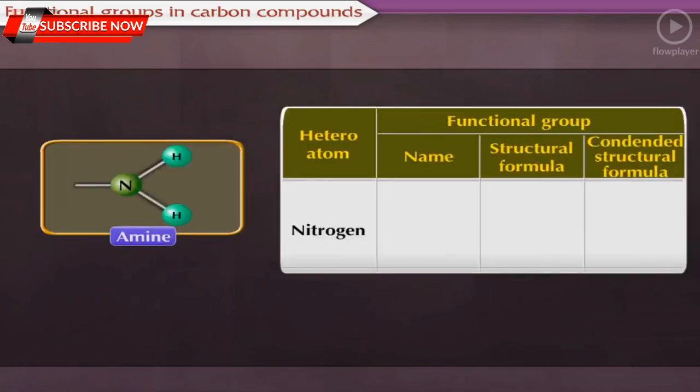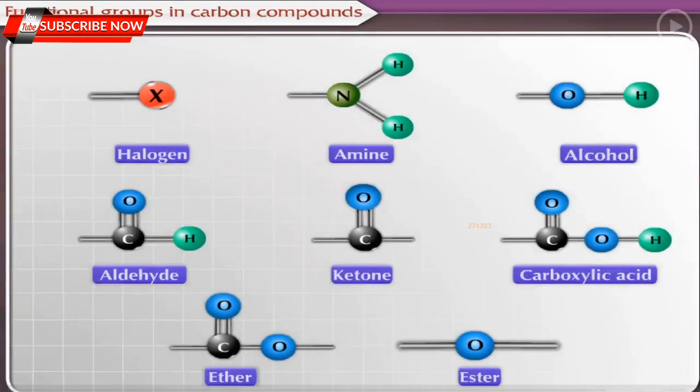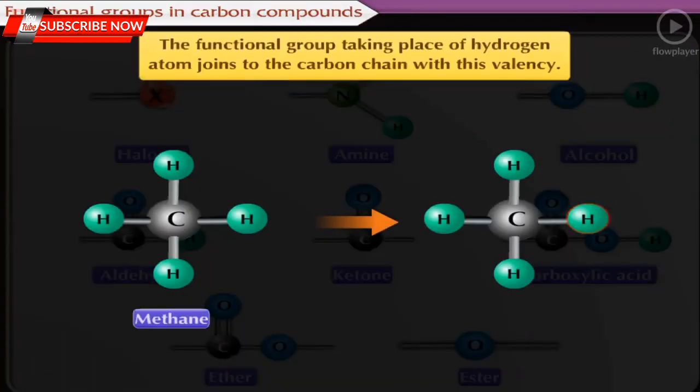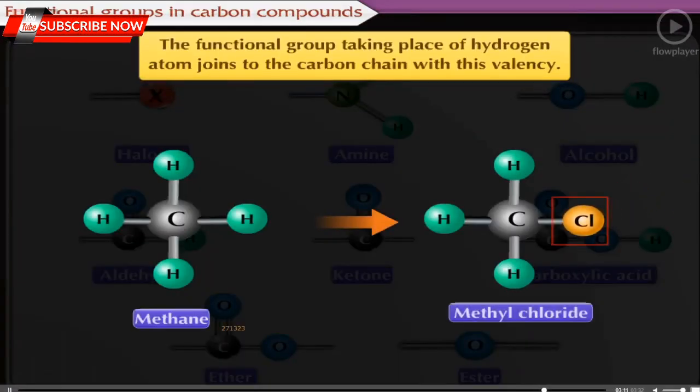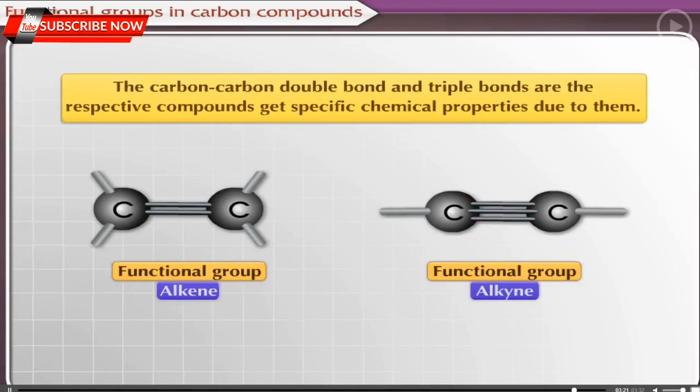The functional group of nitrogen is amine. The structural formula and condensed structural formula of amine is NH2. Here, the free valency of the functional group is denoted by a short line. The functional group taking the place of a hydrogen atom joins to the carbon chain with this valency. The carbon-carbon double bond and triple bonds are also recognized as functional groups as the respective compounds get specific chemical properties due to them. Come, let us now understand what is meant by the homologous series.